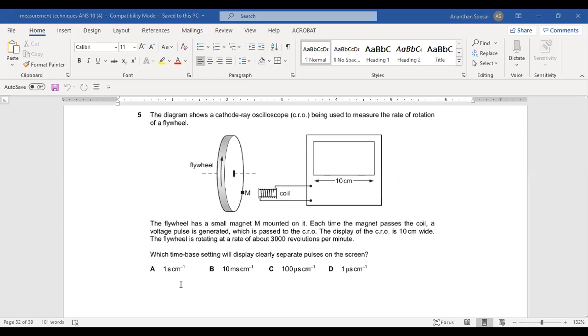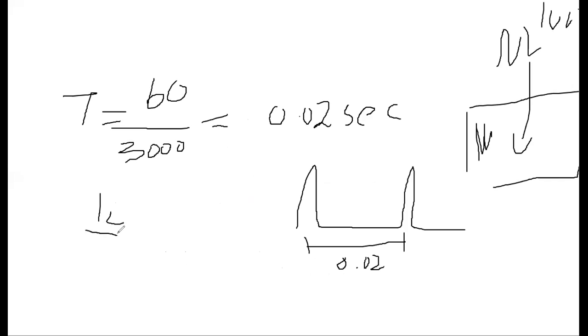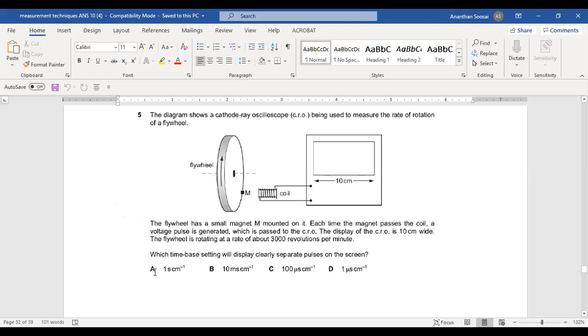So how do you know how many pulses will appear? You divide 1 second by 0.02, right? So you get how much? You get 50. So in only 1 centimeter of interval, you're going to see 50 pulses. Is it good or bad? It's difficult for us to read the reading because the pulses are quite close. So A is definitely not the answer. 50 pulses in a centimeter.